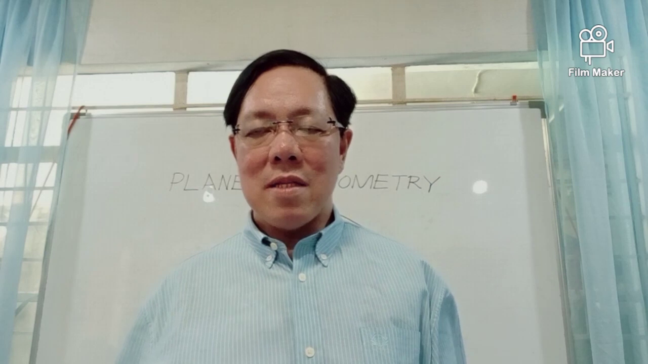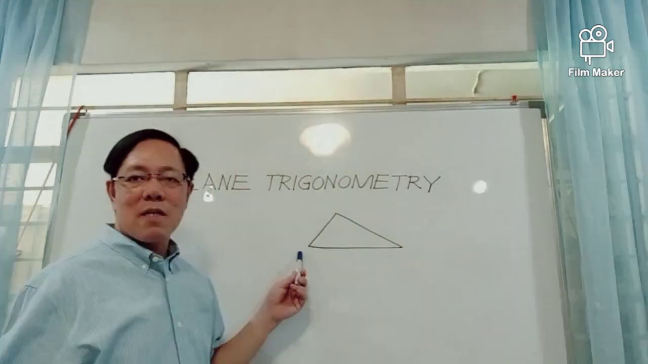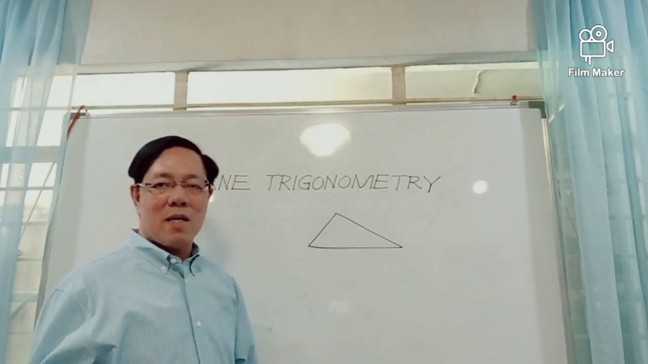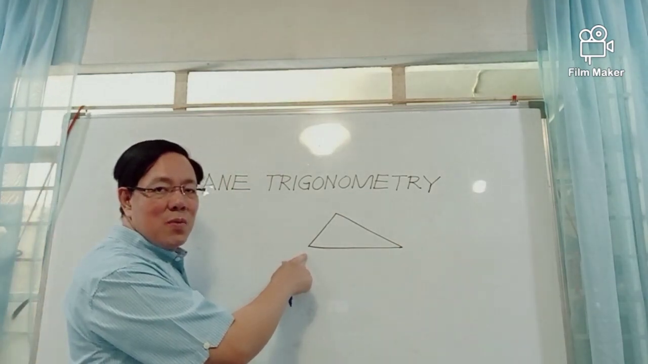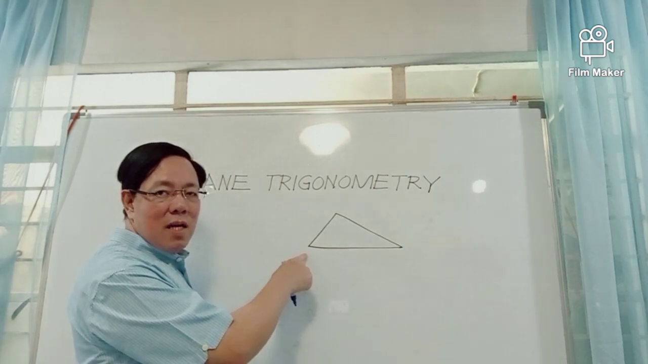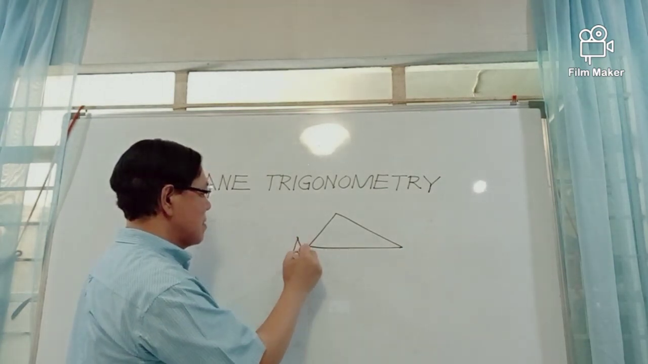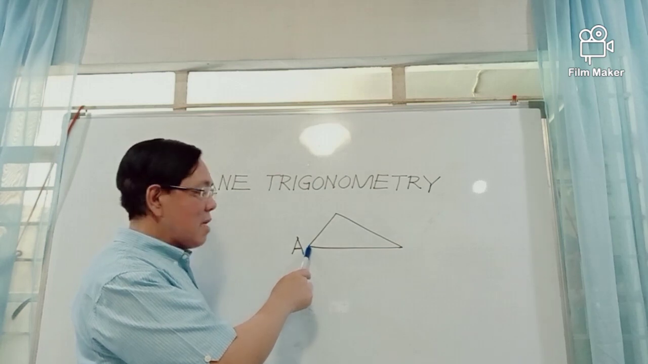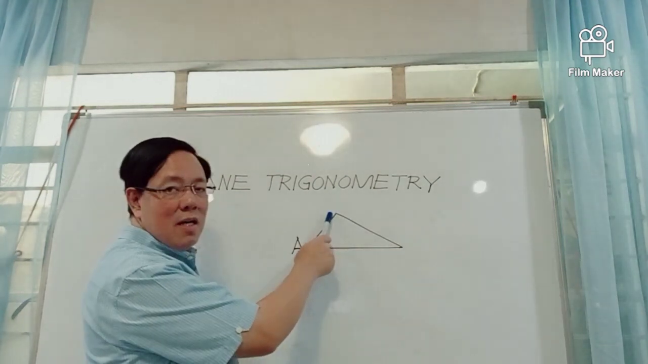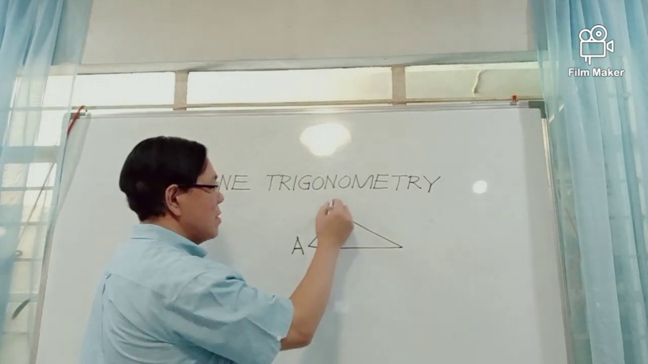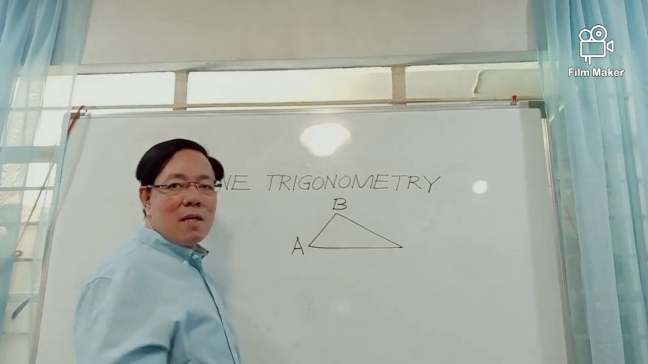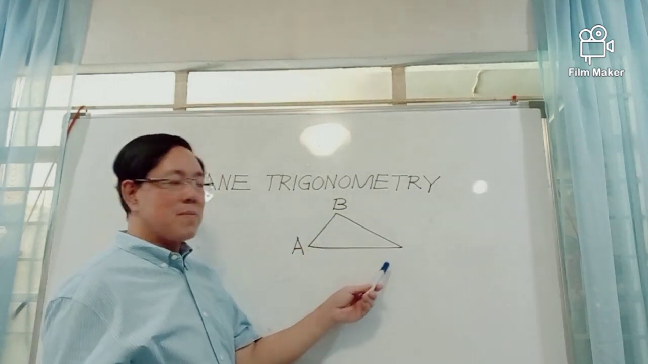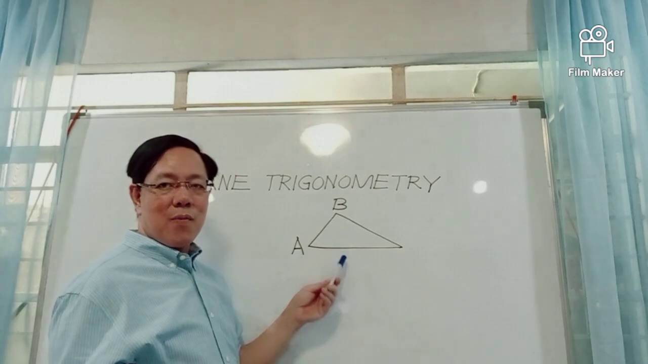Now we will identify the angles and the sides of our triangle using capital letters for the angles and small letters for the sides. I will represent the angle at this vertex by capital A. So this is angle A, the angle at vertex A. And for this angle, I will use capital letter B. So this is angle B, the angle at vertex B of this triangle.